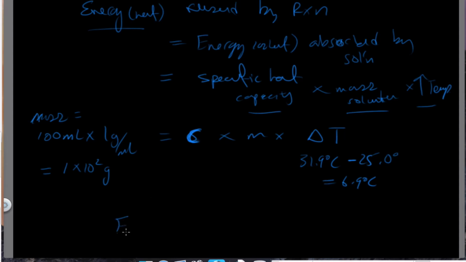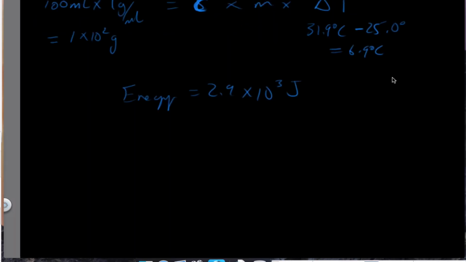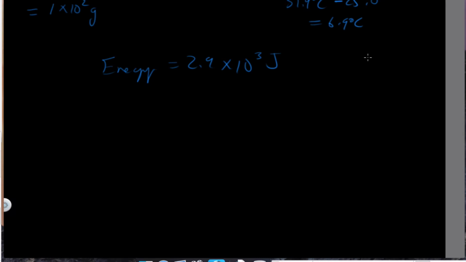And when all is said and done, energy is equal to 2.9 times 10 to the third joules, right? So then, how much energy would have been released if twice the amount of solution had been mixed? Well, the answer is twice as much heat would have been produced, right? What that means is that the heat of reaction is an extensive property.